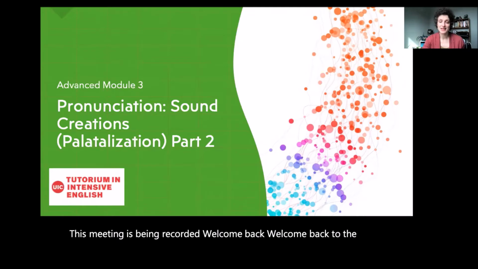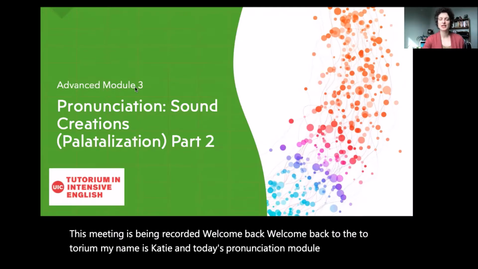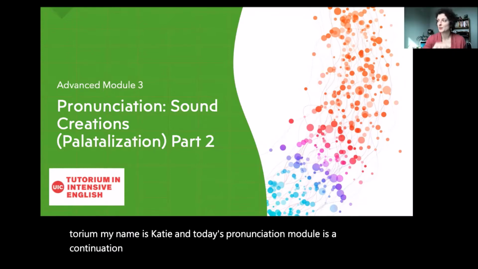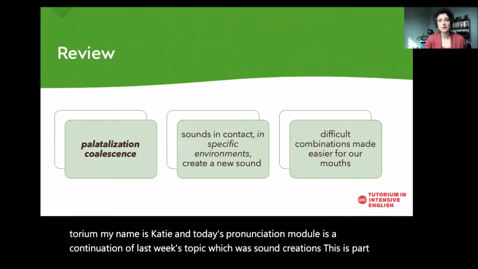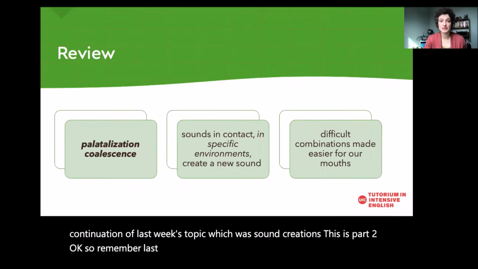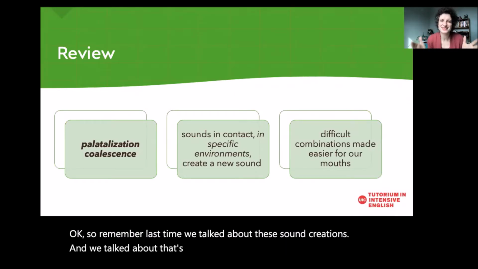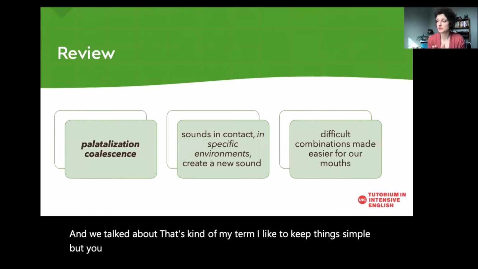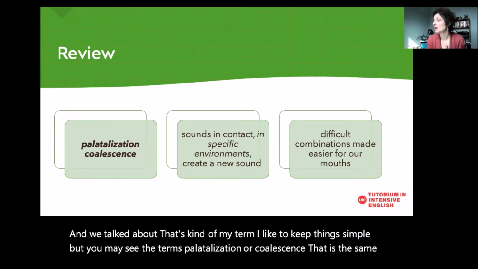My name is Katie, and today's pronunciation module is a continuation of last week's topic, which was sound creations. This is part 2, okay? So remember last time we talked about these sound creations, and that's kind of my term. I like to keep things simple, but you may see the terms palatalization or coalescence. That is the same thing, okay?